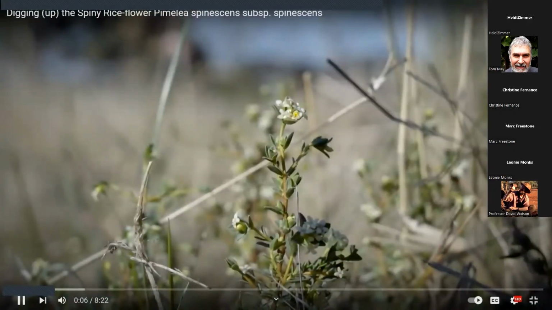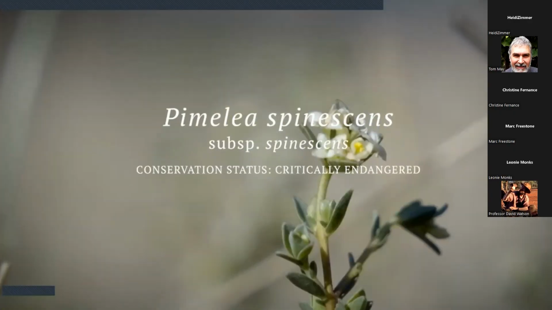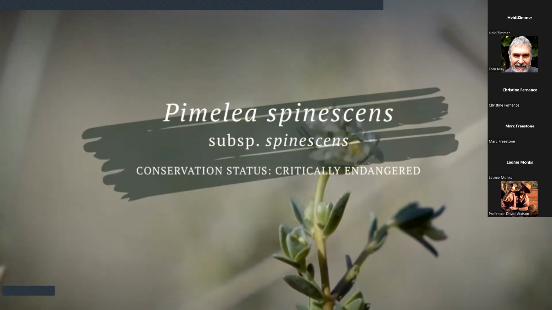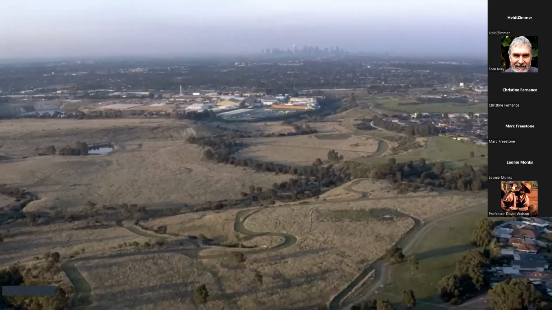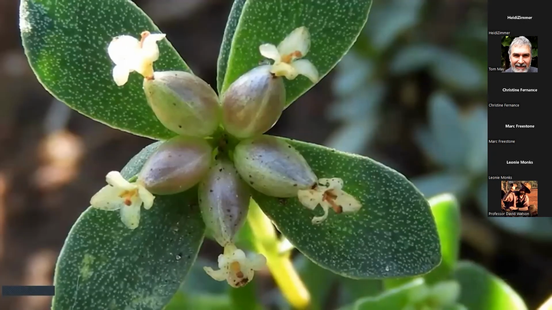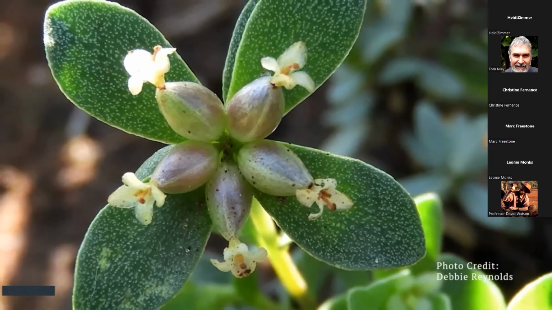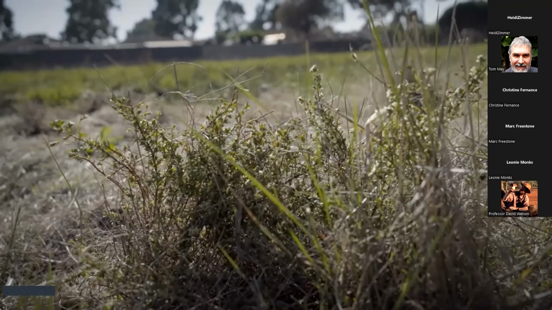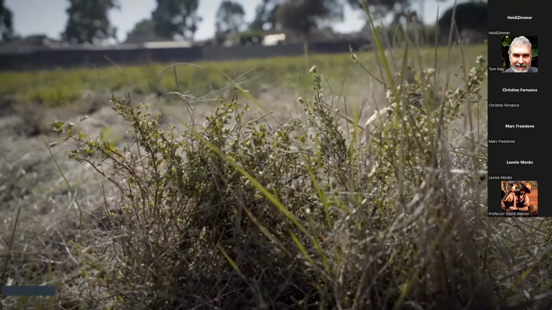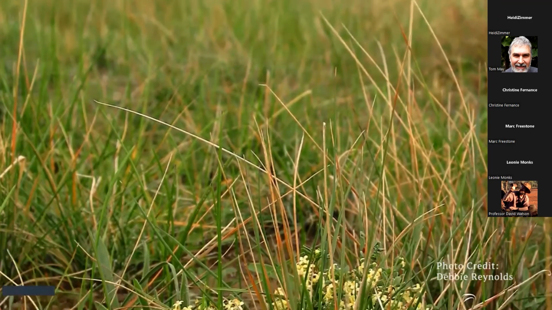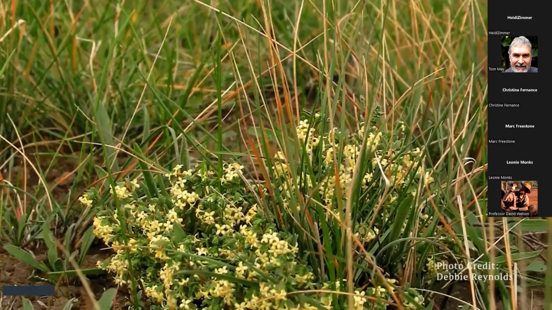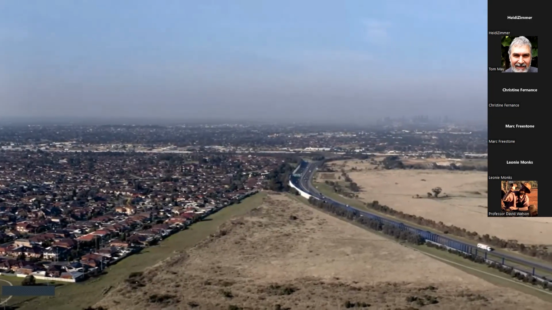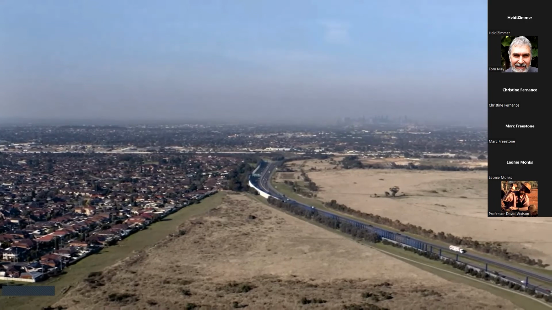This is Pimelia spinescens, or the spiny rice flower. Occurring on the volcanic plains of Greater Melbourne, this vulnerable species has been moved more for developments in the past 23 years than any other species we know of. So you would think, after all this time, successfully relocating plants so that they survive and recruit would be a refined art. But as this story will show, success doesn't come easily, and someone needs to be checking.